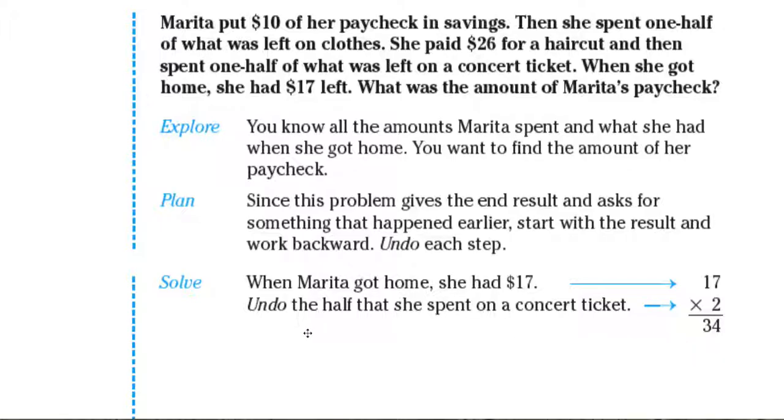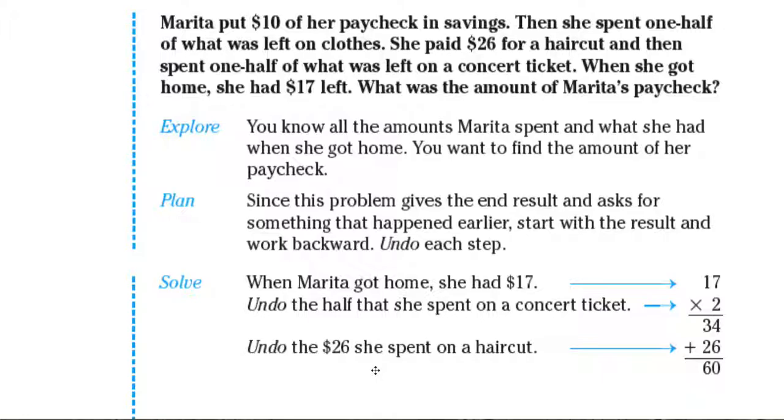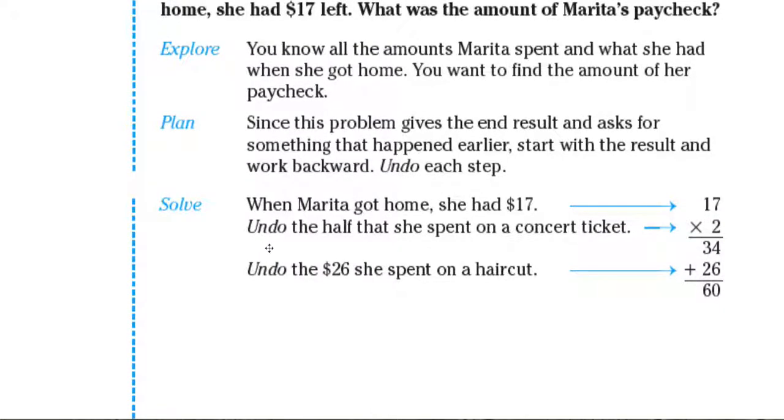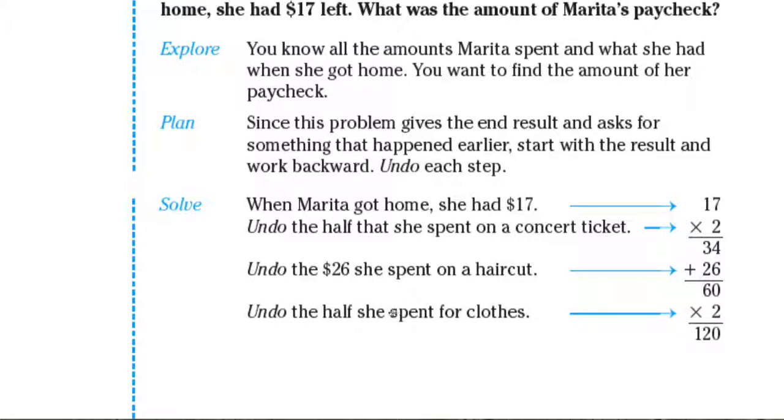After we're done with that, the next step is to undo the $26 she spent on her haircut. When you're spending, you're subtracting $26 from your money. So in order to undo subtraction, we add $26, and that makes it 60. The next one, we need to undo the half she spent on clothes. Undoing multiplying by 1/2 is multiplying by 2. Now she has 120.